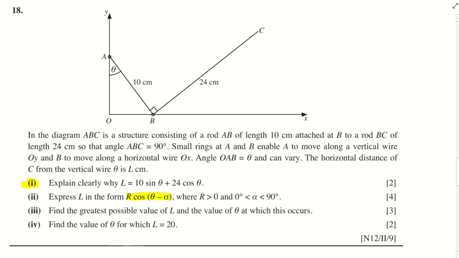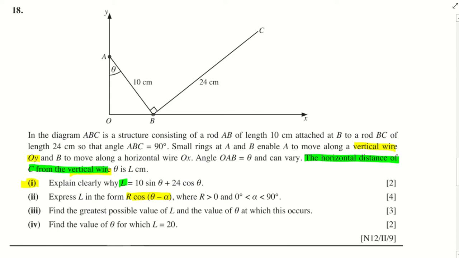This kind of question usually comes before the R formula question. Explain why big L is 10 sine theta plus 24 cosine theta. First of all, what is L? The horizontal distance of C from the vertical wire. But what is the vertical wire? The vertical wire is given in the question.